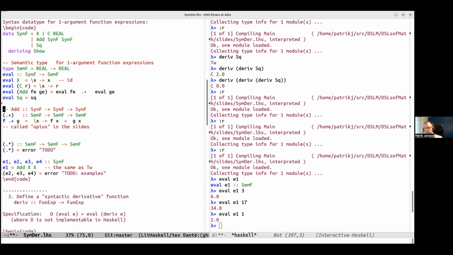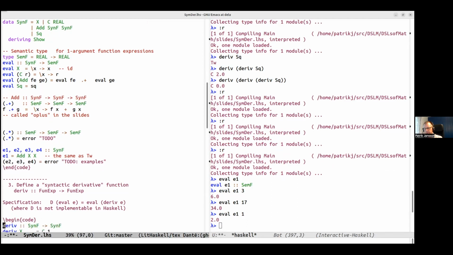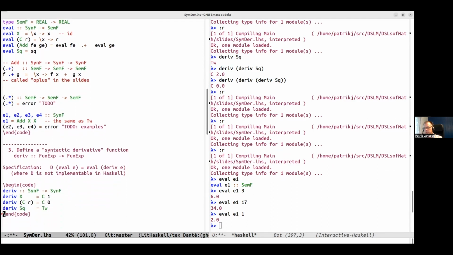So I will cut away twice from these different definitions and from the derivative definition. But we should now, if we manage to evaluate the addition, we should also be able to compute a derivative of the addition. So add the function expression fe and ge. And here as well, if we can compute a derivative of fe and we can compute the derivative of ge, we should then combine them together to a function.